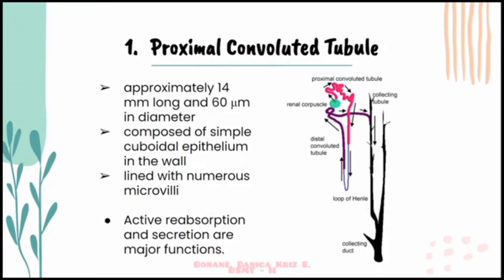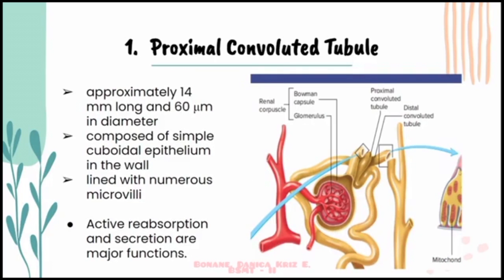Again, once the blood is filtered, the resulting fluid is modified to form urine as it passes through each section of the renal tubule. The first section is the proximal convoluted tubule. It is approximately 14 mm long and 60 micrometers in diameter. The proximal convoluted tubule is the longest part of the renal tubule.